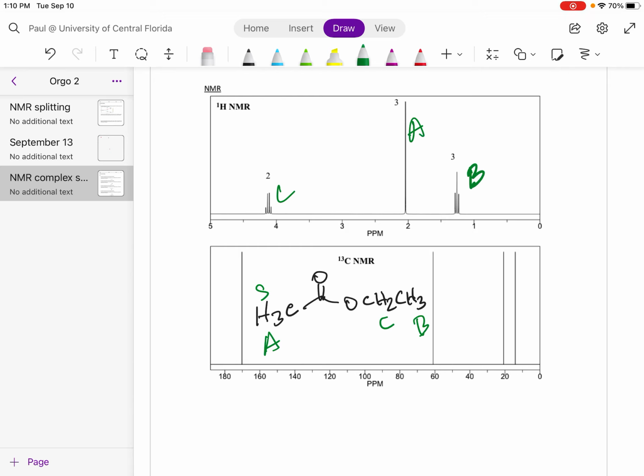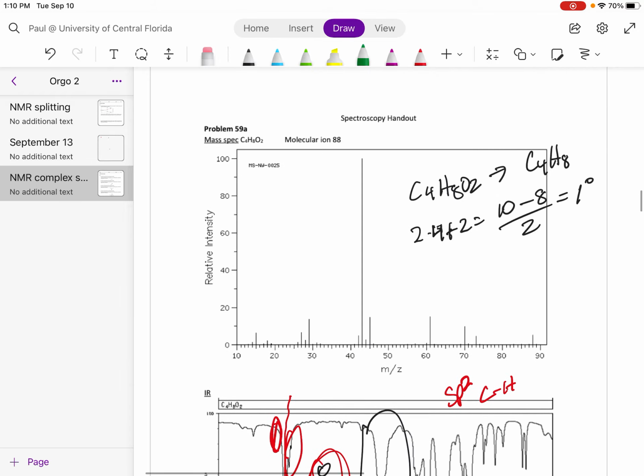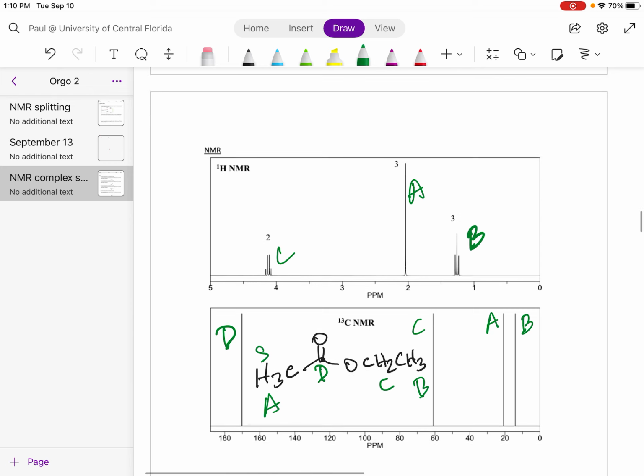And so now, how would the carbon show up? It would be C, A, and B. And we see 4 signals in the carbon-13, so we have that D, that carbonyl carbon, right there, showing up around 170. So that's the answer for 59A.